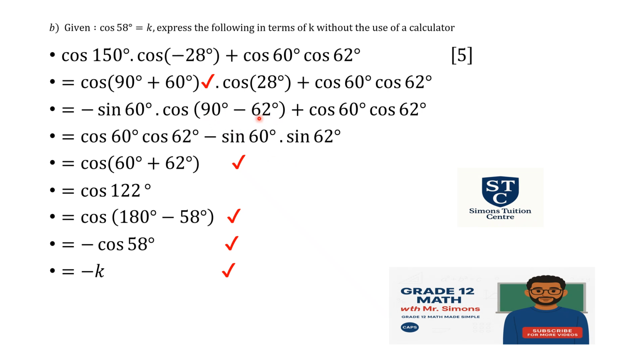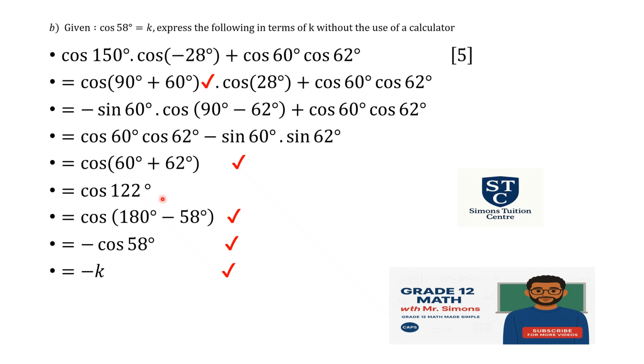And then 90 minus 62 changes cos to sine 62. That's in the first quadrant, right? So cos, sine, sine, minus would become plus. So there if we reduced, it was expanded using the cos compound angle, it would become cos 60 plus 62. Remember, for cos, the negative becomes positive. 60 plus 62 would give me 122 degrees.